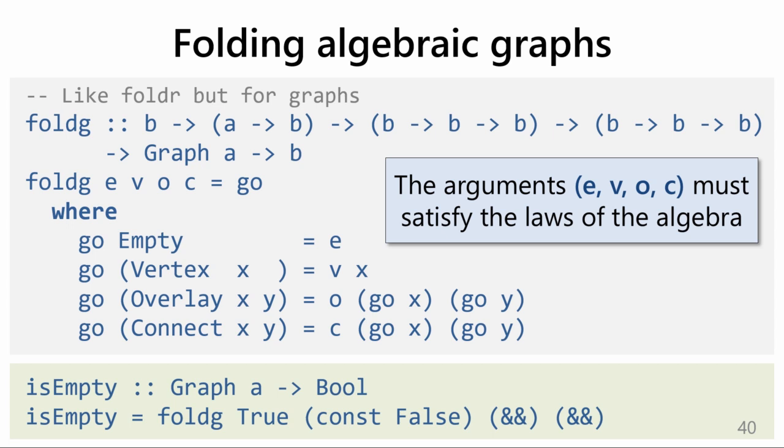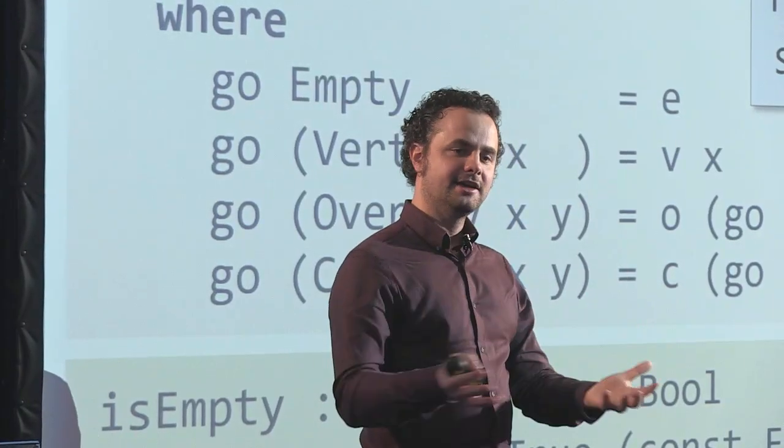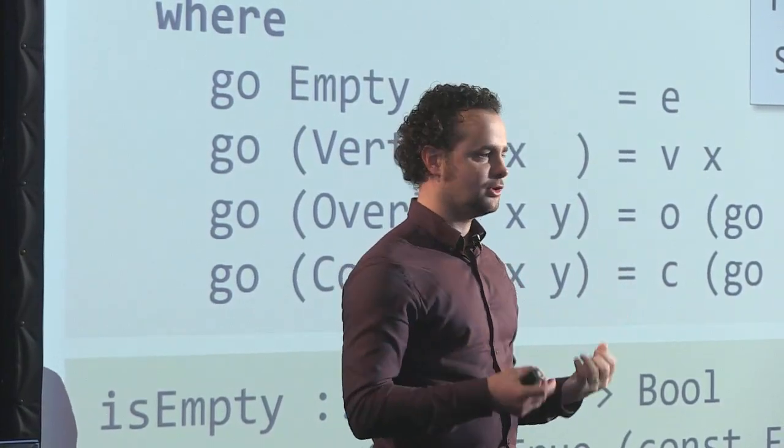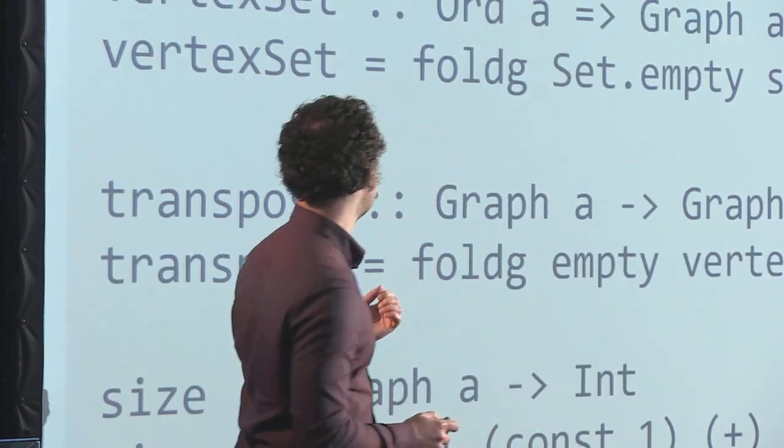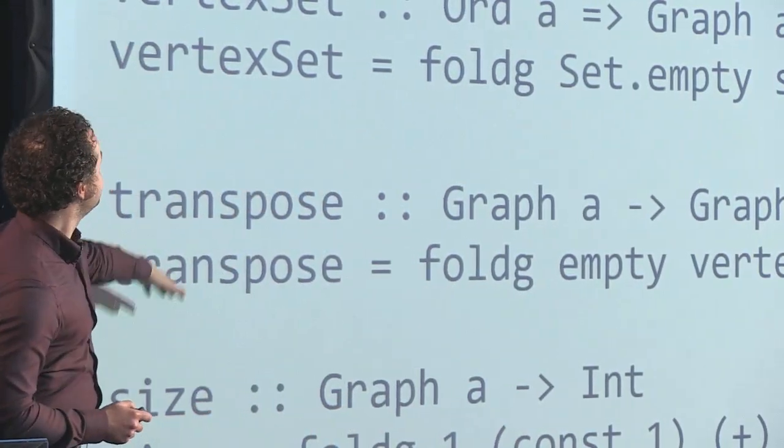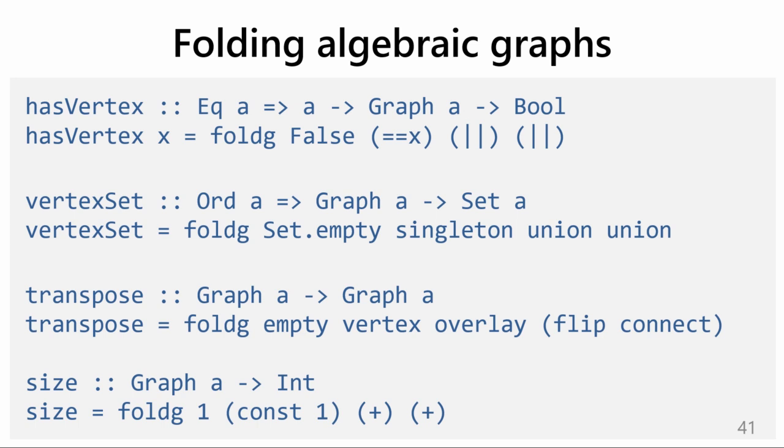But once you start running some algorithms on your graphs, this is where you need to start thinking about the axioms that hold there. I'll just give you one quick example. Here are the well-behaved folds. You can check if a graph has a vertex or not by folding: empty has no vertex, and a vertex has the vertex we are looking for if there is a match. Computing a vertex set is just a fold using set union and set singletons. You interpret your expressions using sets.